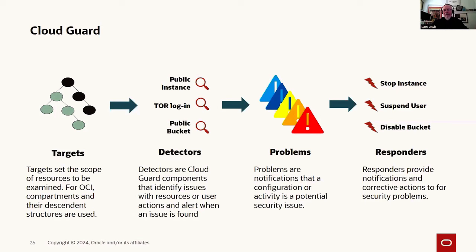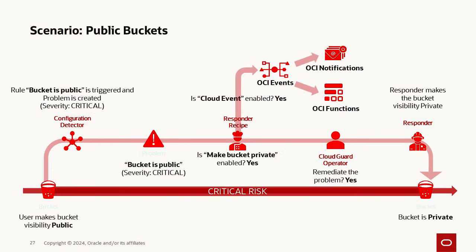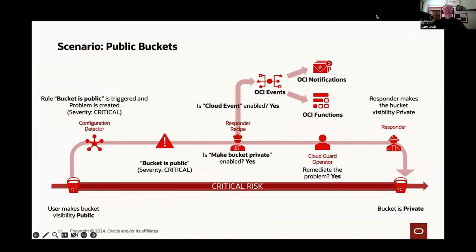All right, thank you. And I can take us through a scenario on a CloudGuard problem. All right, so let's say that we have a compartment with a bucket, which is designated as a target in CloudGuard, and I have a user, and that user goes in and makes the bucket visibility public. And this is going to set off a rule. Bucket is public right here with problem severity of critical. That problem is then flagged.